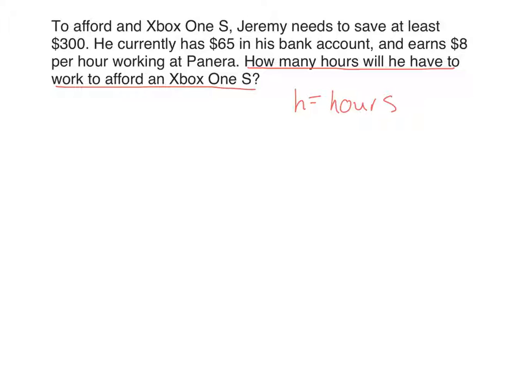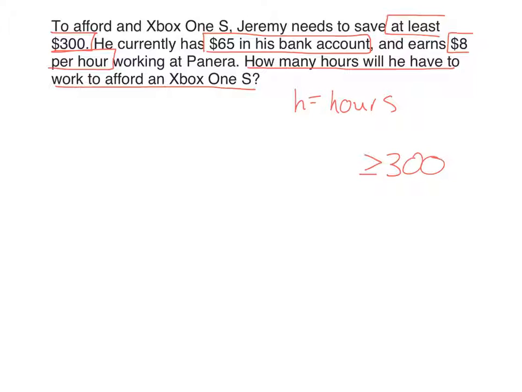I know he needs to save at least $300. He has $65 in his bank account. Put a box around that. And he earns $8 per hour working at Panera. Now, to write my inequality, we can start with the comparison. I know he needs at least $300. Now, when it says at least, that means it can be more than 300 or it could be equal to 300. He could get $300 even or more.